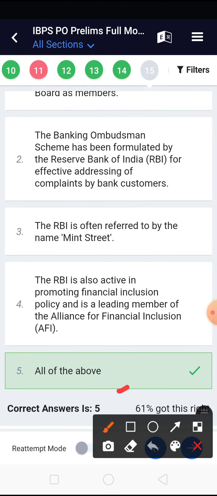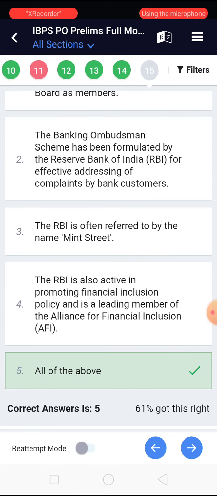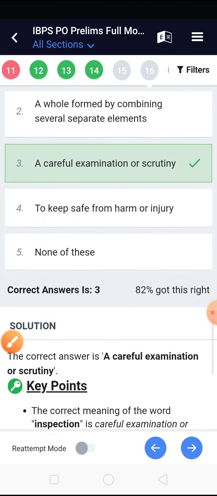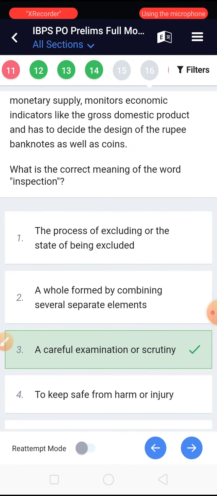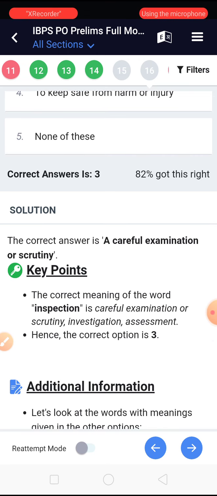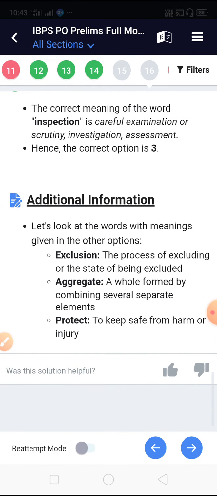All of the above, सब हो जाएगा. 16 का देखते हैं. Which of the meaning of the word inspiration? Careful example of scrutiny. Question: careful scrutiny is assistant, hence correct option is theory.